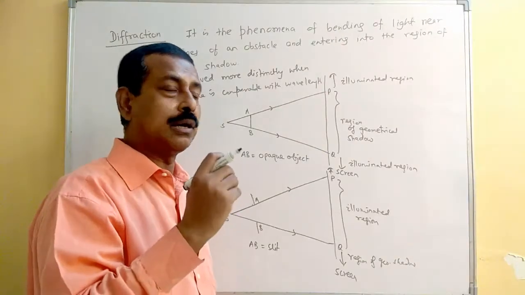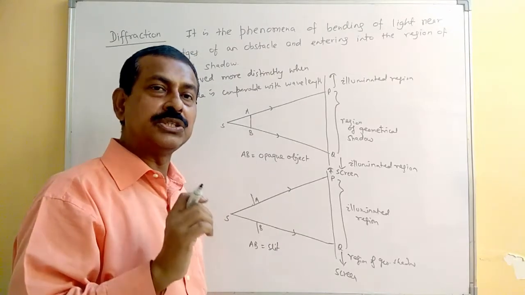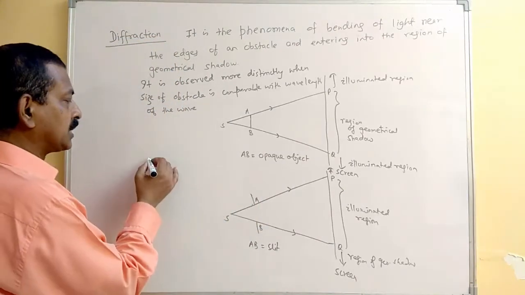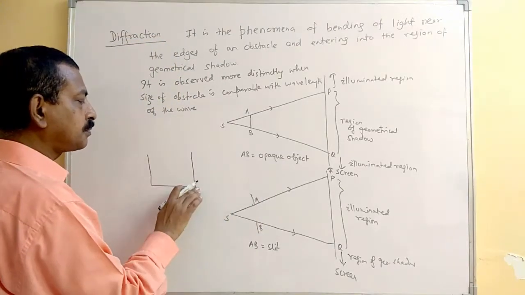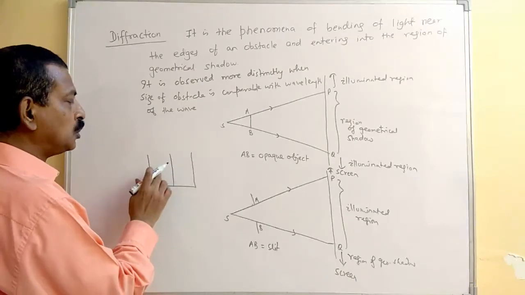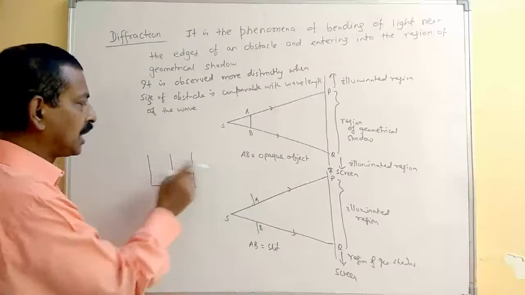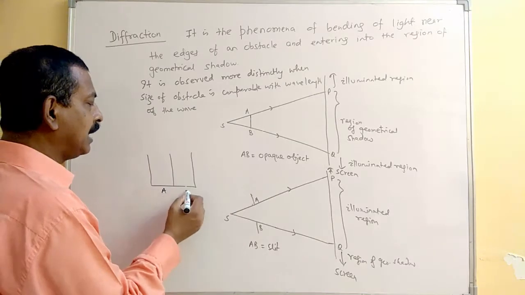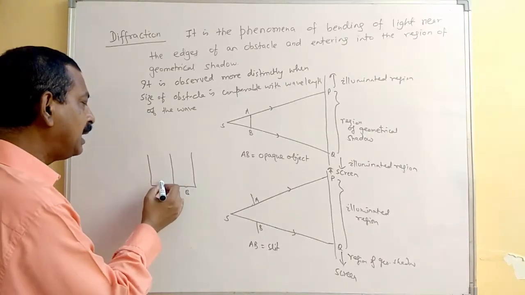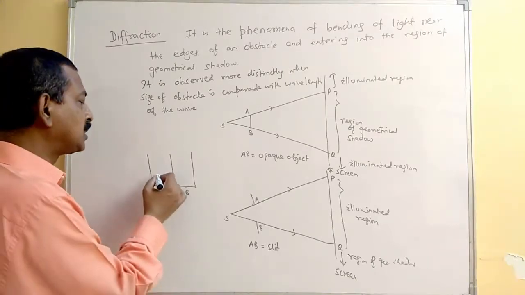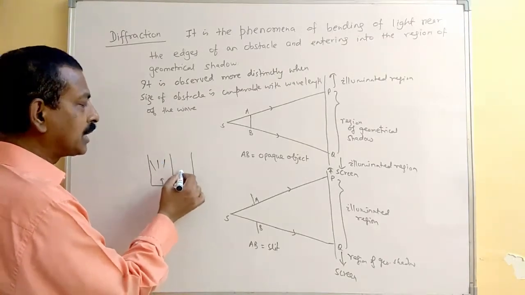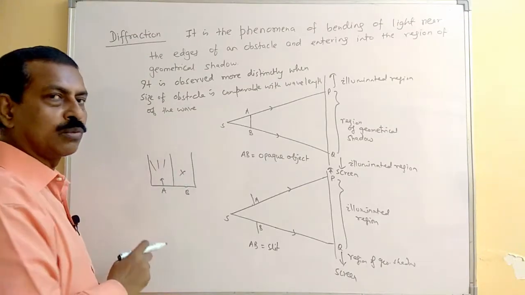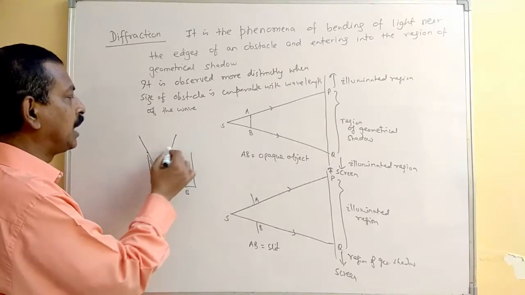Especially the bending will indicate that the light is entering into the region which should have been the region of the geometrical shadow. You can take one more example. Suppose there are two compartments, or say two rooms, without a ceiling. Here you have this as A and this as B. If any light source is there giving out light, you will not get light in this part, because it will not be reaching this particular part. The light will mostly move in a straight line path and will go like this.